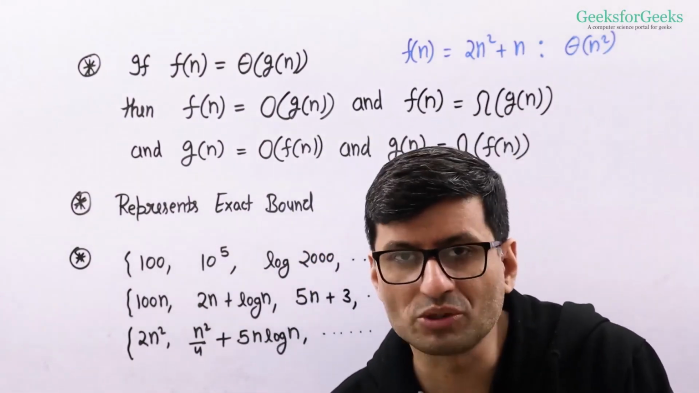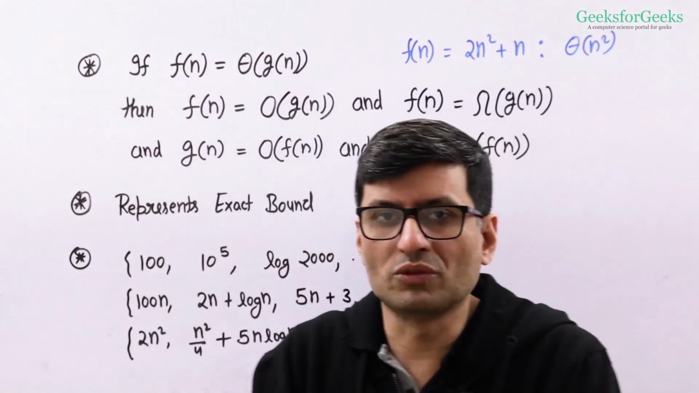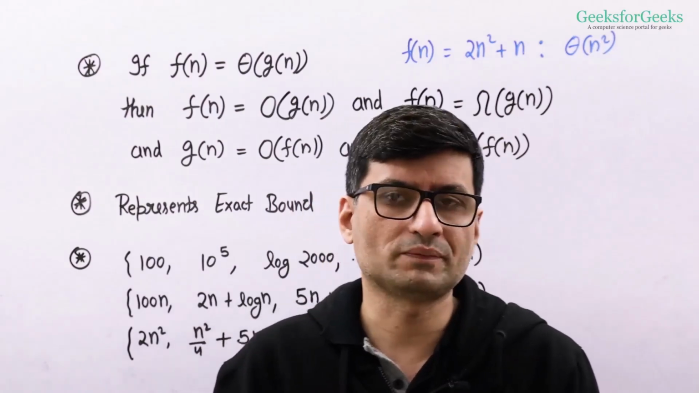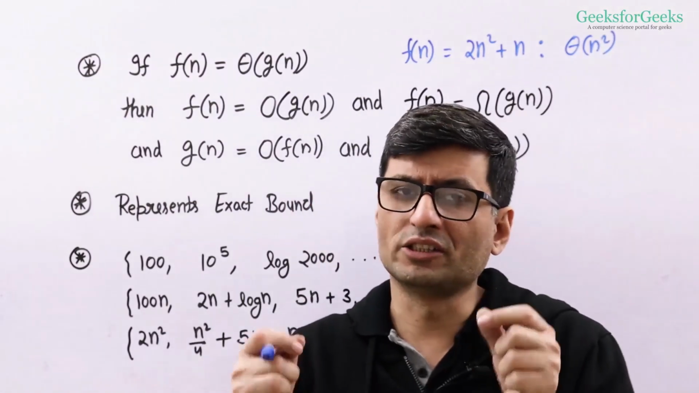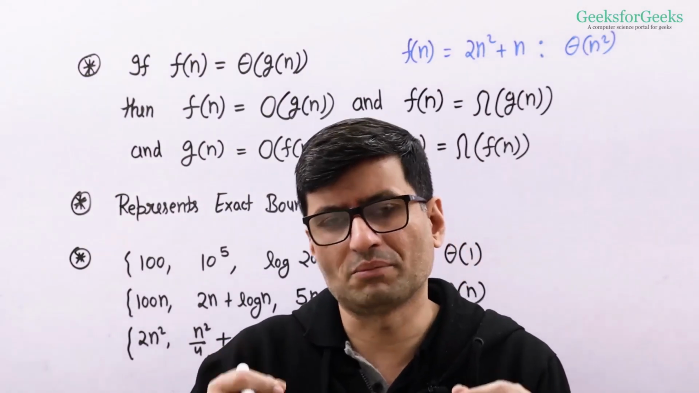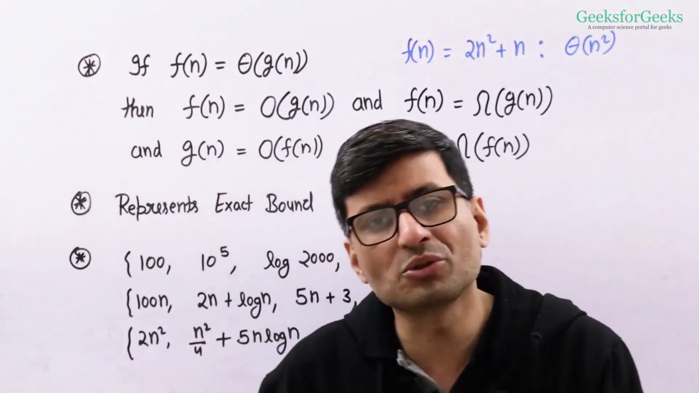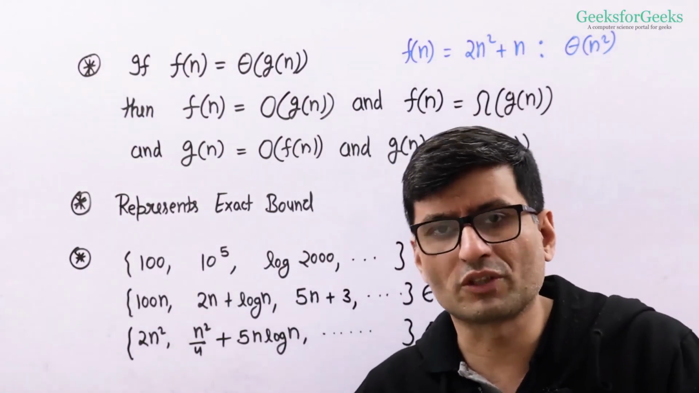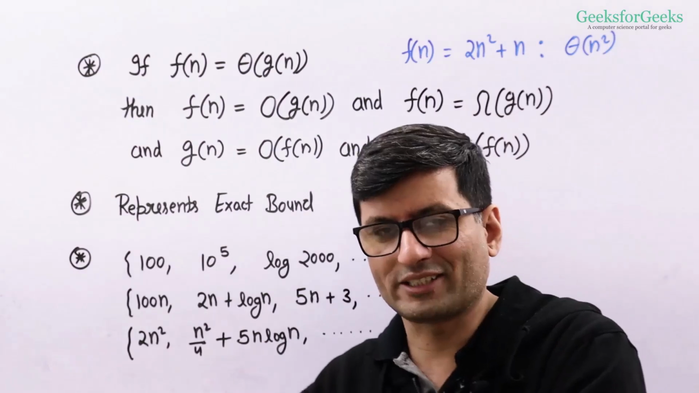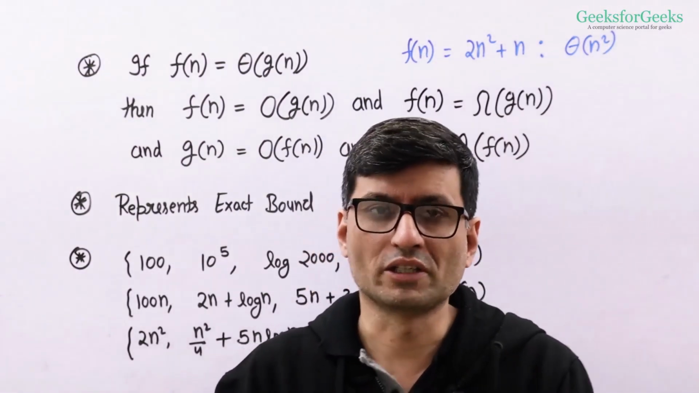And better to say insertion sort in the worst case takes theta n square time, rather than saying insertion sort takes big O of n square in the worst case. Better to use theta notation, because when you know for sure that this is exactly n square, use theta notation.